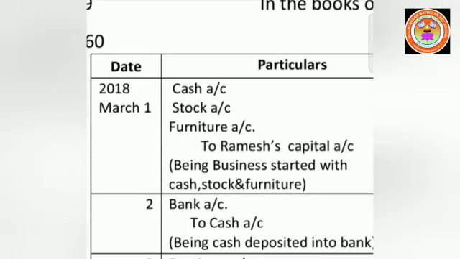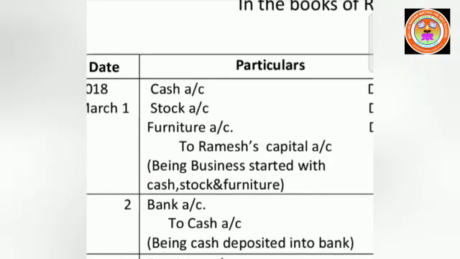Next, put the date under date column. 2018 March 1 on first date column. Here Ramesh started business with cash, goods and furniture. He brings all these things, cash, goods and furniture, as a capital. So all things should be debited. All are coming into the business. So cash comes in, stock comes in, furniture comes in. So according to our real account rule, we should debit all these things.